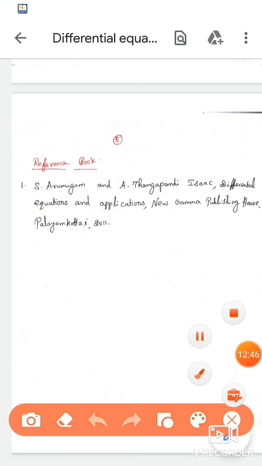Reference book. This is the reference book.